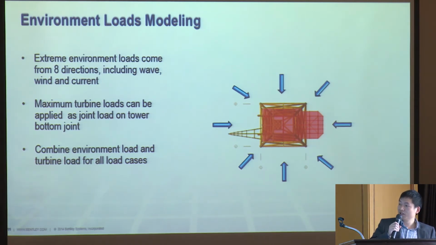For a separate design of the wind turbine from the structure, here we can apply the maximum turbine loads as a joint load on the tower bottom joint. And then we can combine the environment loads with the turbine loads.